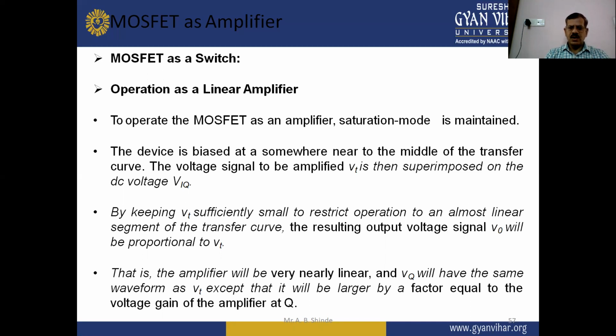the resulting output voltage signal v0 will be proportional to vi. That is, the amplifier will be very nearly linear and v0 will have the same waveform as vi, except that it will be larger by a factor equal to the voltage gain of the amplifier at the operating point Q.